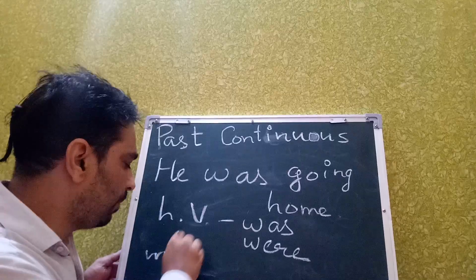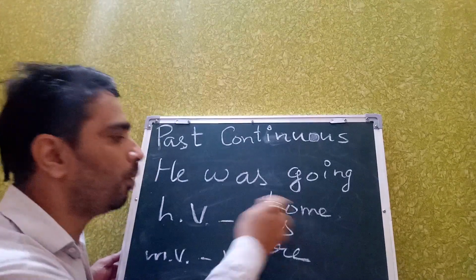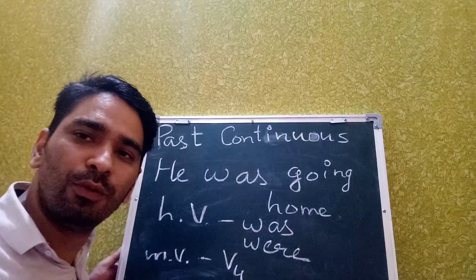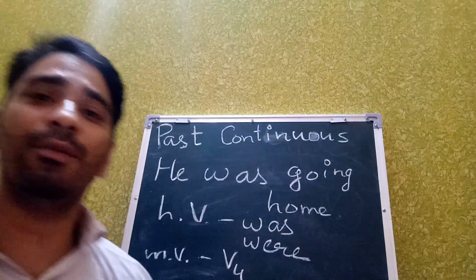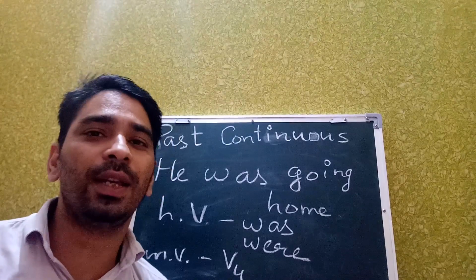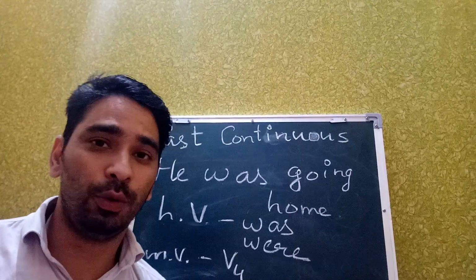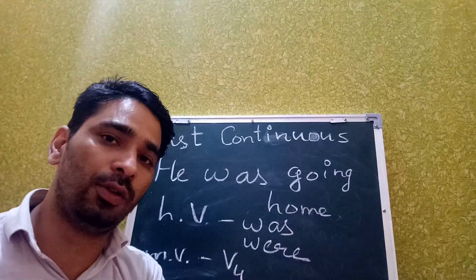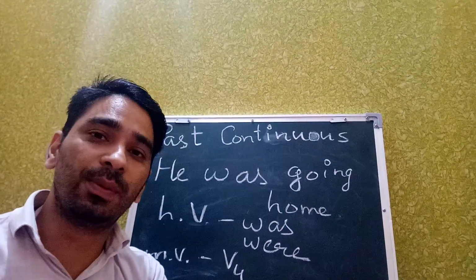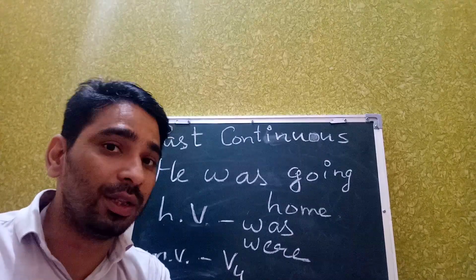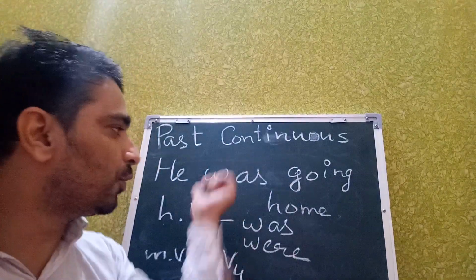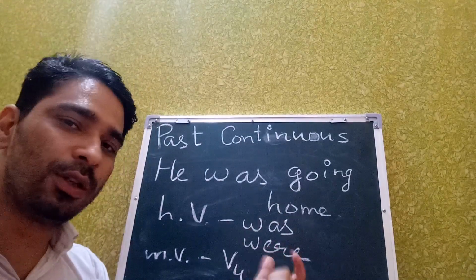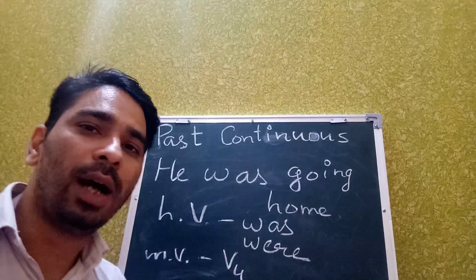And the main verb, as you know, is V4. V4 means adding ing to the main form of the word. So was and were: He was going home. In negative or interrogative sentences also, we say he was not going home. Was he going home? Where was he going after lunch? So whether the sentence is affirmative, negative or interrogative, in all cases we use the same helping verbs, was, were, as per the subject, singular or plural, and V4, ing with the verb.